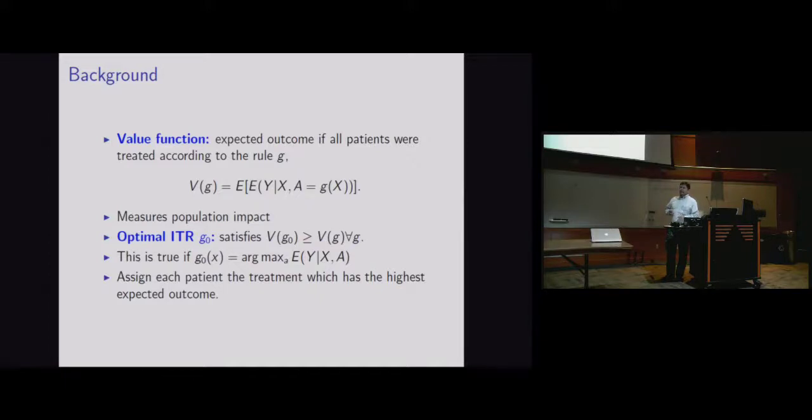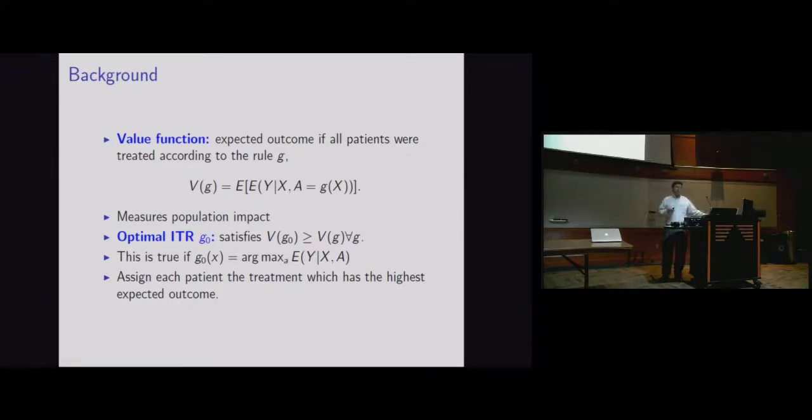An optimal ITR, g0, is one that has the best value function of any rules, so the highest value function or best outcome. And in fact, you can see very clearly that this is true if the mapping itself is the one where the expected outcome across treatments is maximized. So for any given patient X, if you give them the treatment A that maximizes the expected value, that's the optimal rule in a sense.